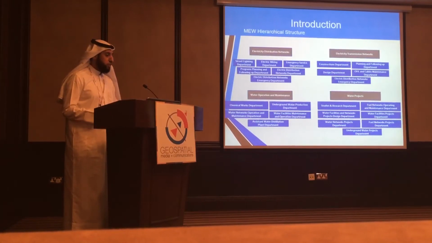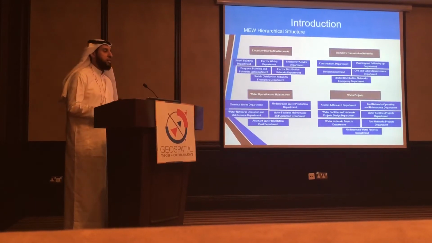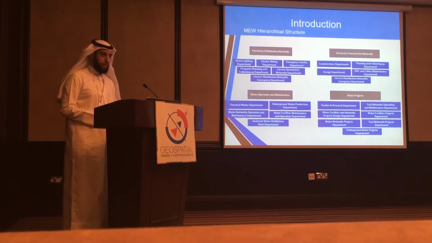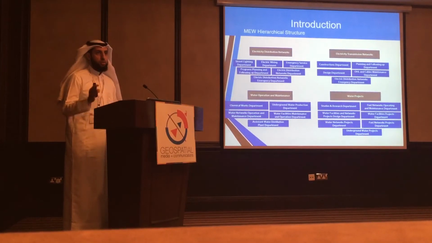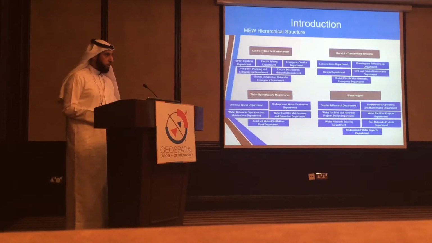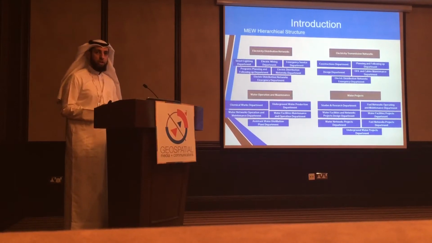MEW is the only organization in Kuwait providing the customers with electricity and water. And it consists of 13 different sectors. Each sector is responsible for a specific task or specific network. MEW operates a huge network from the generation to the distribution zone. And for this reason, we decided to have a GIS system.